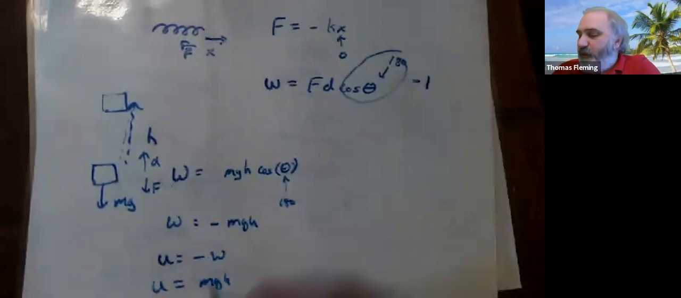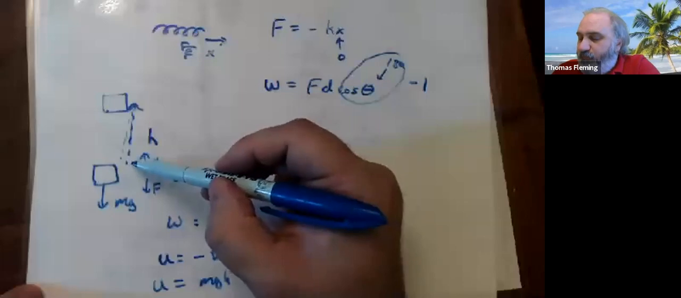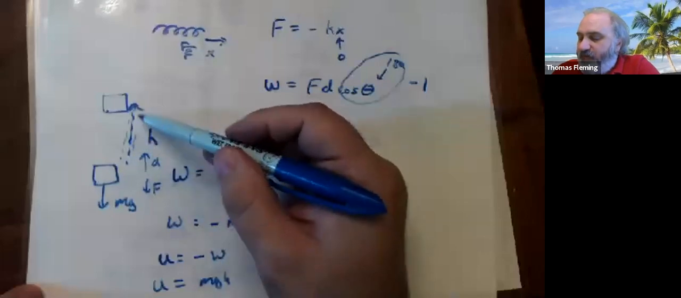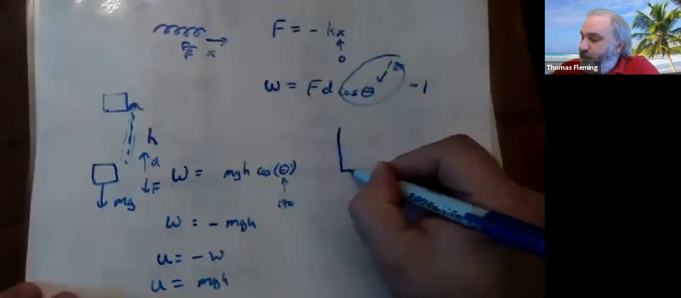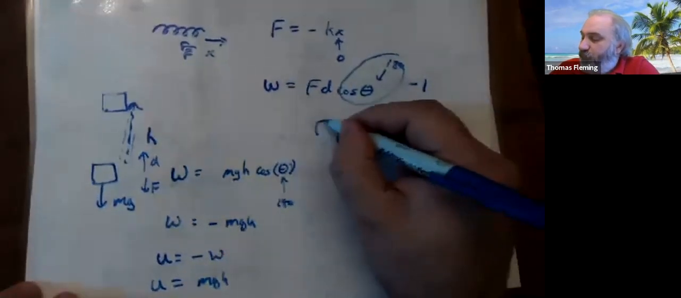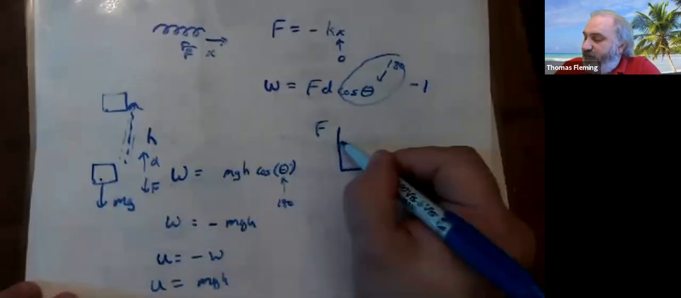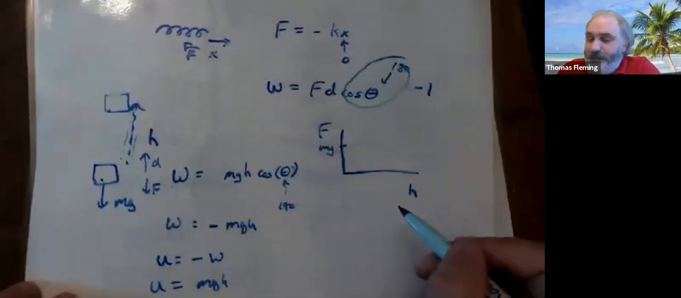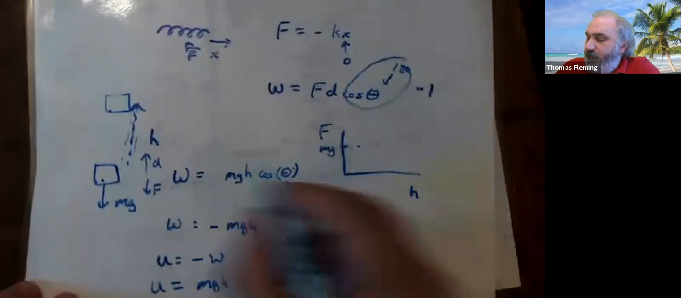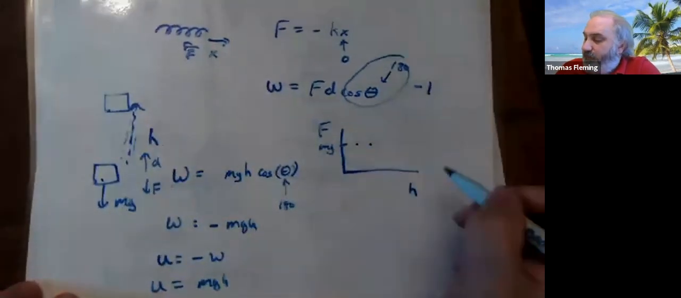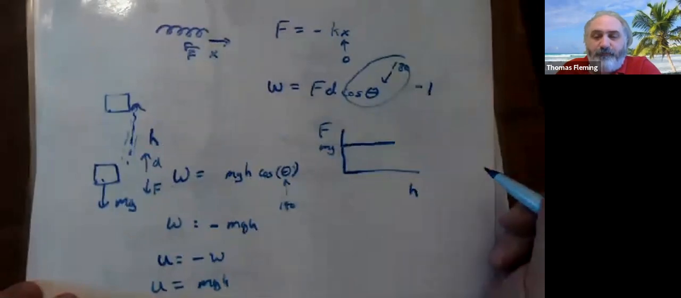Now, if I were to do a graph of the force of gravity as I'm moving this thing up here, as a function of how high I've lifted it. So if you were to graph the force of gravity as a function of height, at height 0, the force of gravity is mg. At height 1/2 of h, it's still mg. At 3/4 of h, it's still mg. In other words, the force of gravity is a constant.